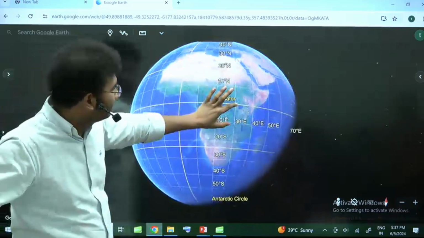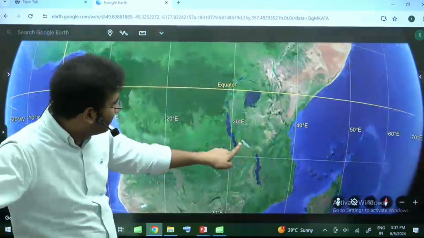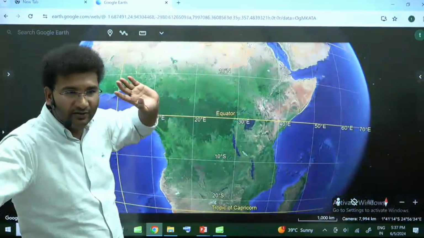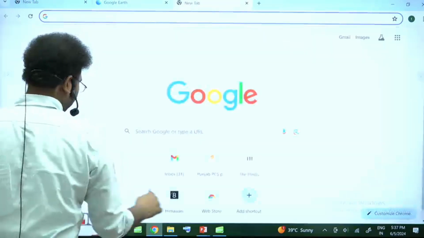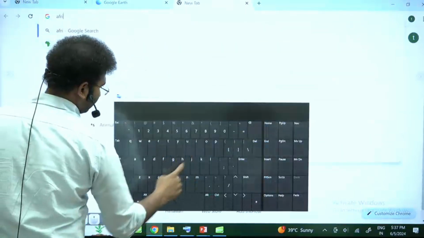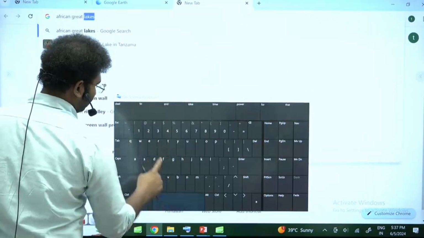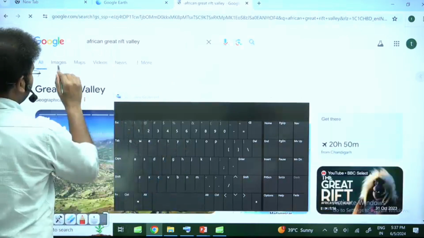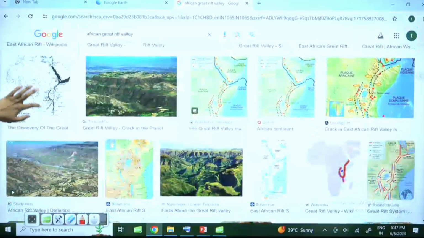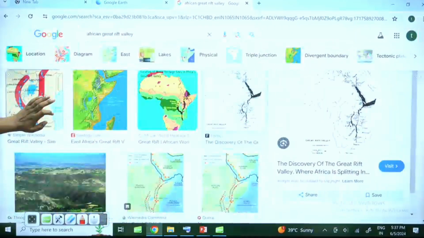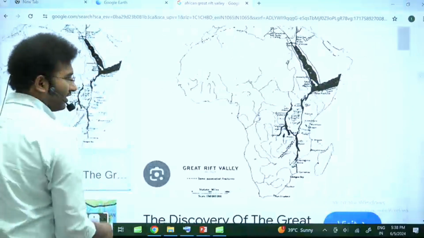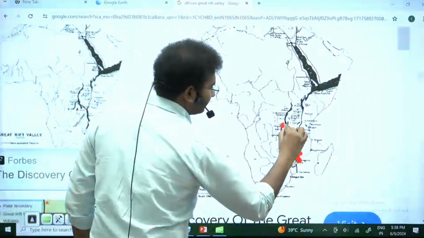can you see these lakes? 1, 2, like this. Your Africa is getting rifted across the Nile Valley, near to the Nile Valley. See, in the future, your Africa will get separated like this. This is called the Great Rift Valley. Now, when you go to Africa, you will find volcanoes across this belt.